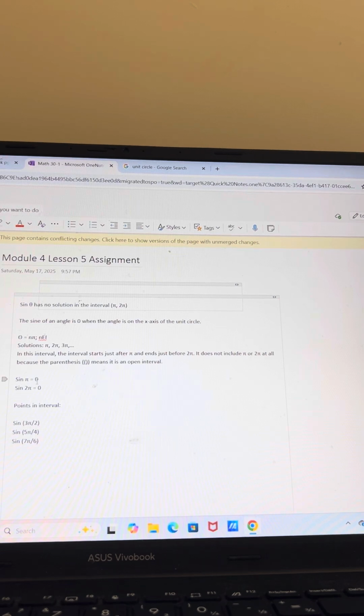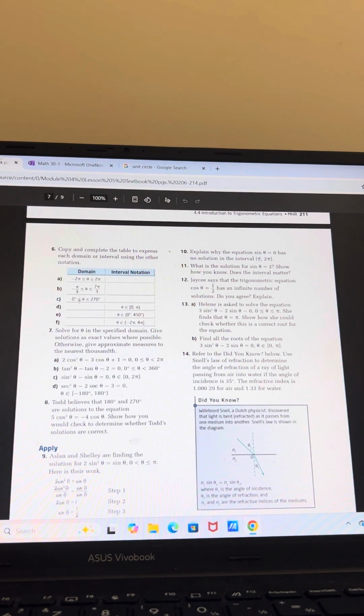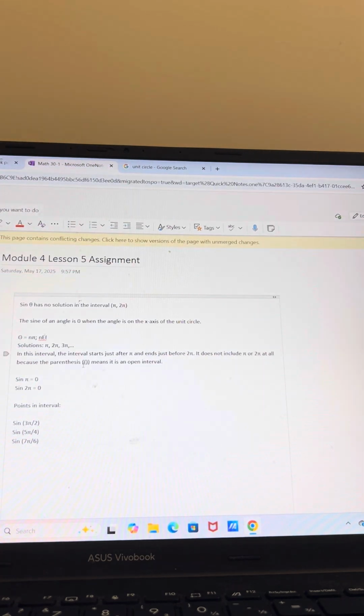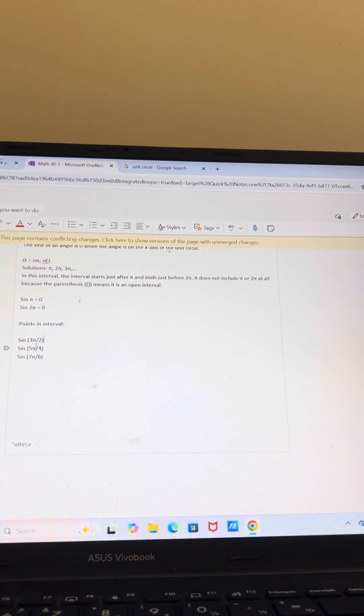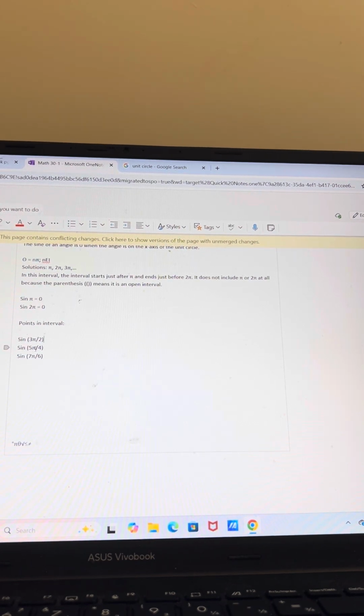How we can verify these is we can simply convert them to degrees. Pi is always equal to 180, and so it's asking in the interval 180 to 360, right? 3 times 180 divided by 2 is going to give us 270 degrees, which is in the interval. 5 times 180 divided by 4 is going to give us 225 degrees. This is just a quick way of verifying. And 7 times 180 divided by 6 is going to give us 210. So they are all in the interval.